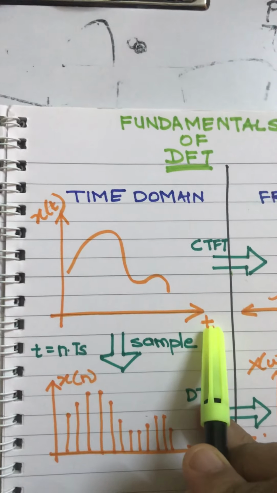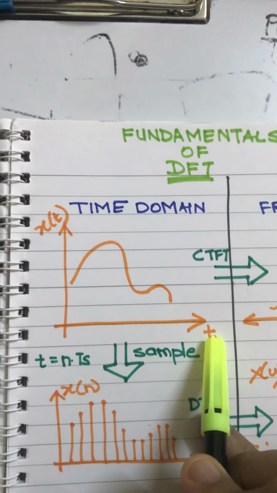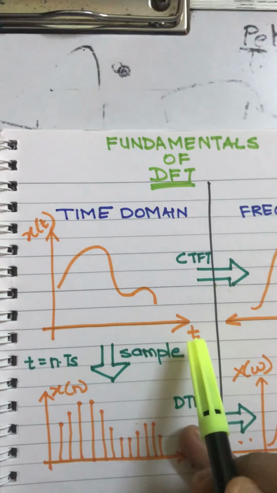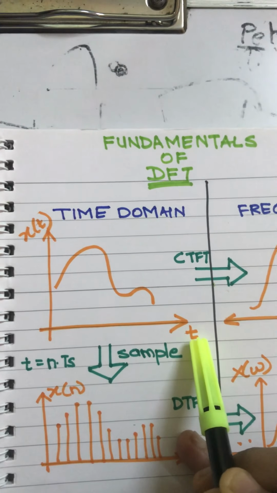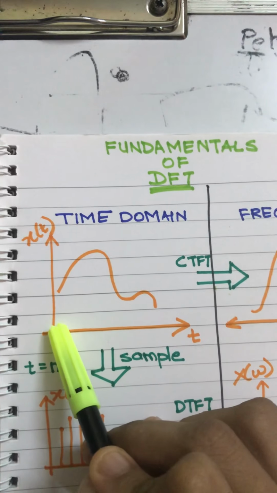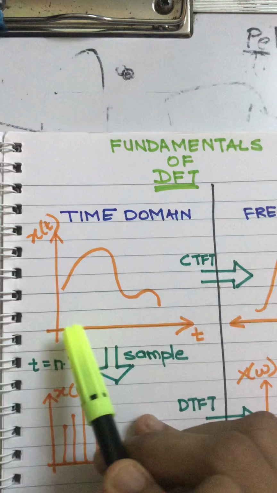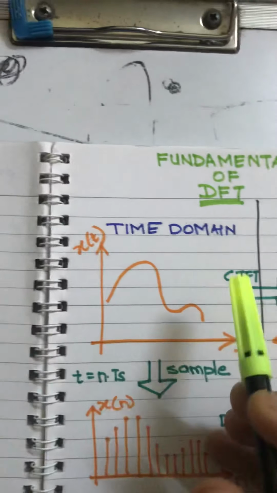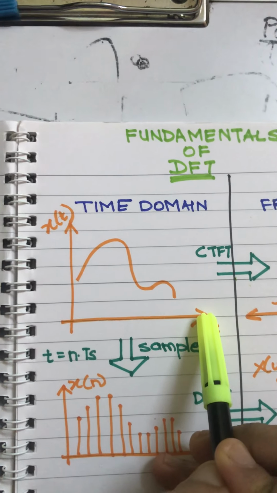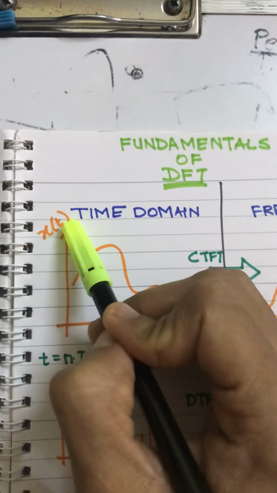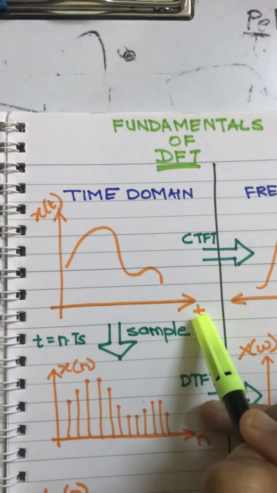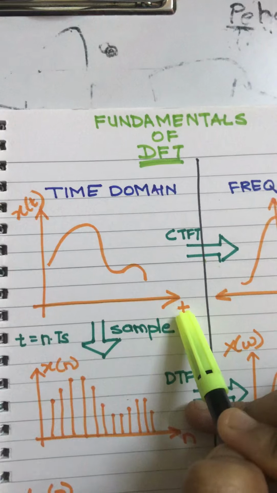What is a continuous time signal? It is a signal which continuously varies with time. The variable t, the continuous time variable t, is a continuous variable. That means it has values all over the range. On the y-axis we have x of t, and this is my signal, how it behaves with respect to time t, which is a continuous variable.